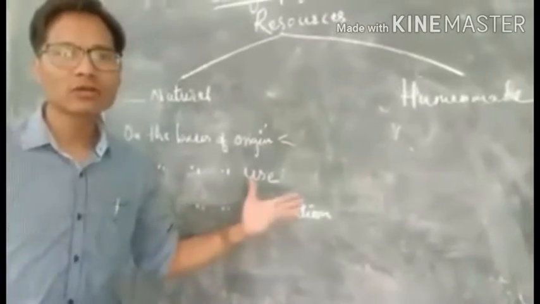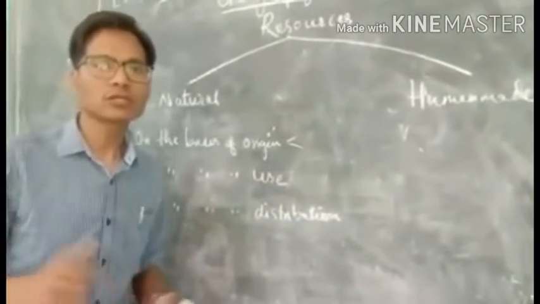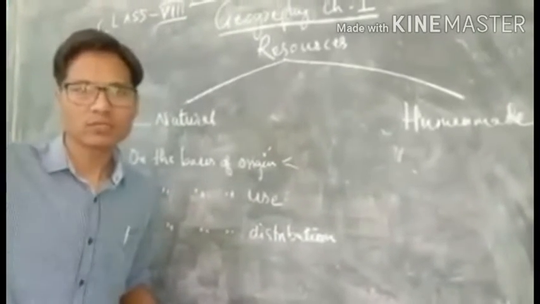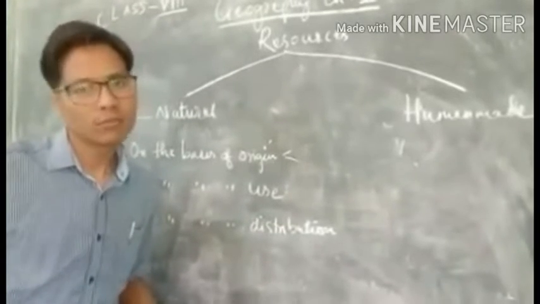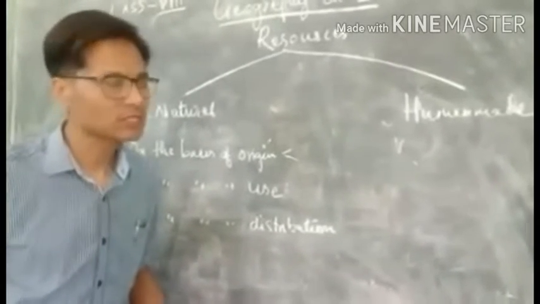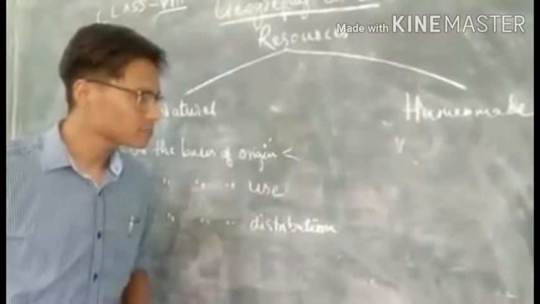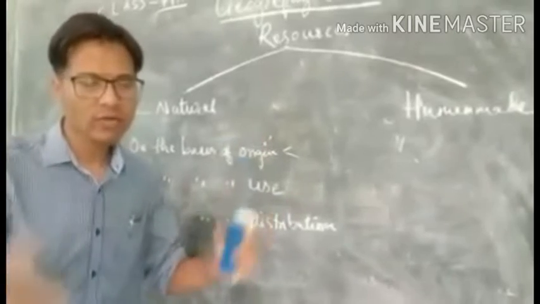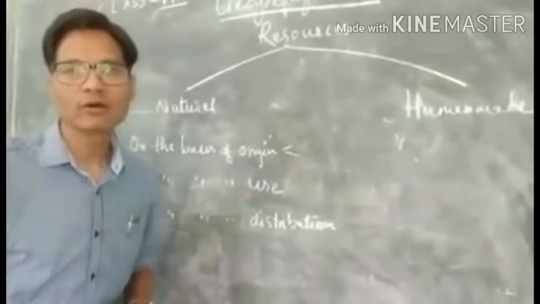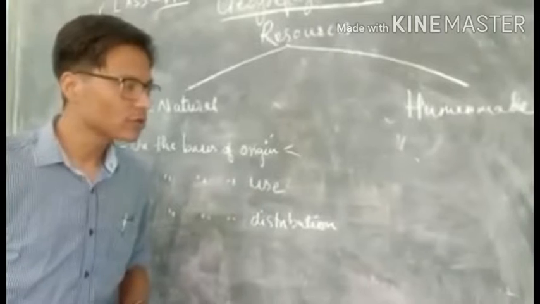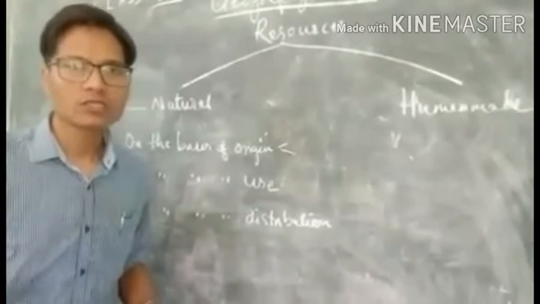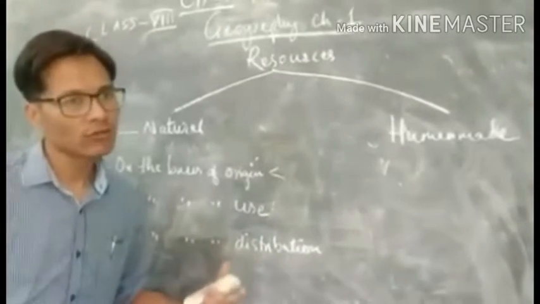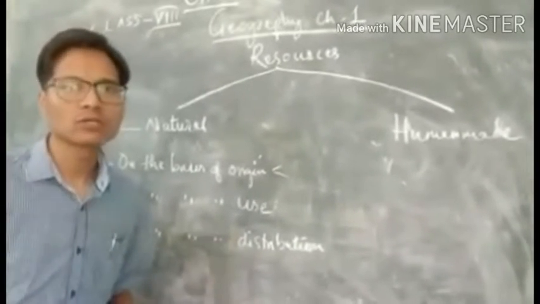Okay, students, I was talking about the potential resources. Potential resources are resources which we know are there someplace, but we are not using them just yet. We are not using them at present. For example, in Ladakh, it is said that there is a good reserve of uranium. And we all know that uranium is a very important and expensive resource.